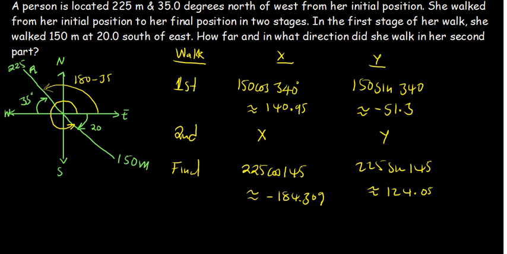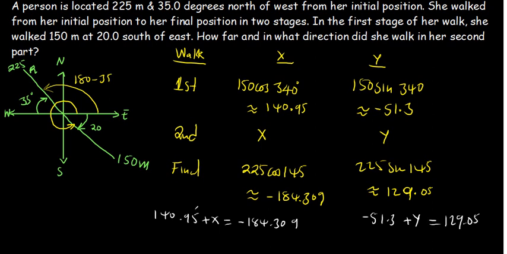Now for us to be able to work out this question, what are we going to do? Actually, this is 129.05, not 124. To find the value of x and y, we know that if we get the first position and the second position and add them, they should give us the final position. So we add the x components and add the y components. The x component for the first position is 140.95. If we add x, we should get negative 184.309. And for the y components, if we add negative 51.3 and y, we should get 129.05.